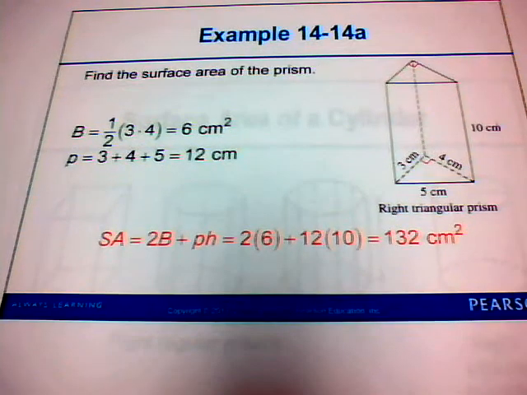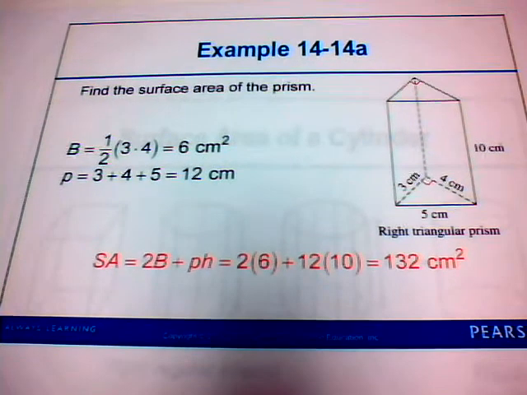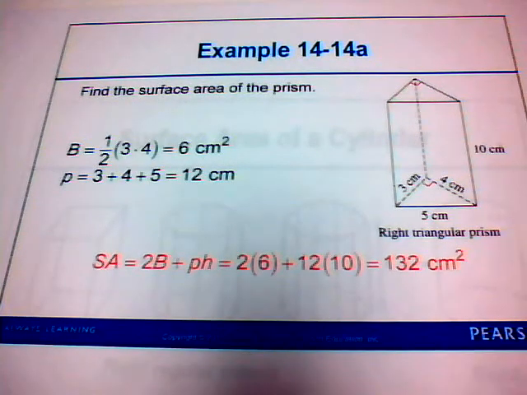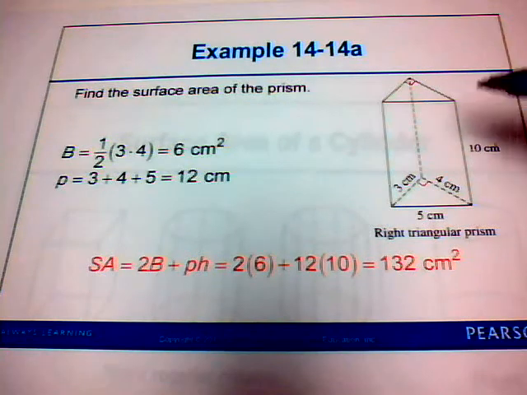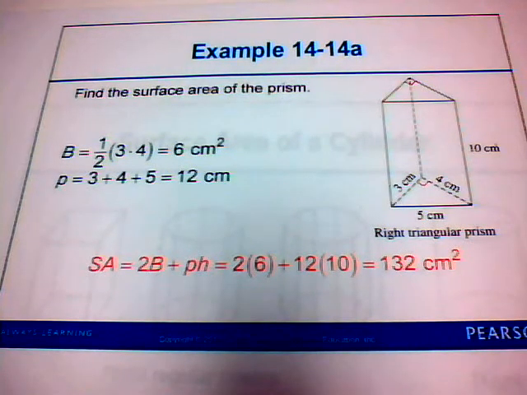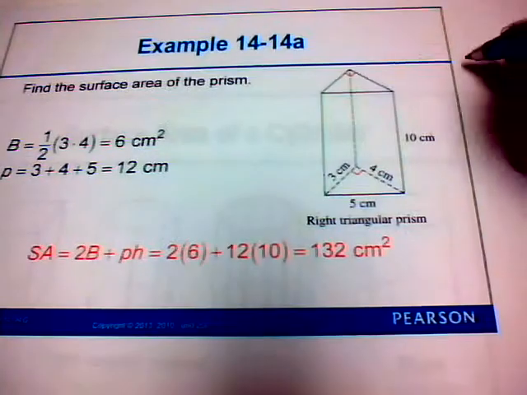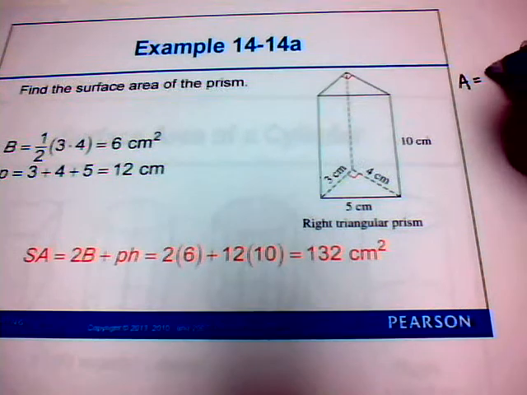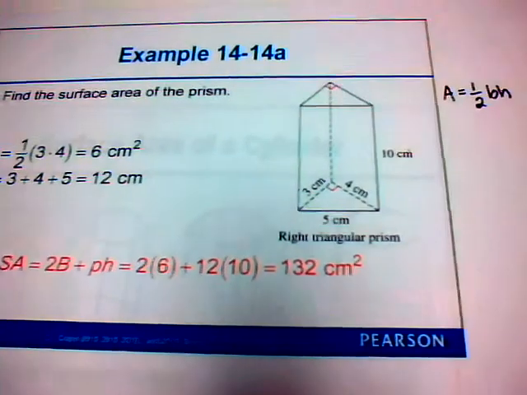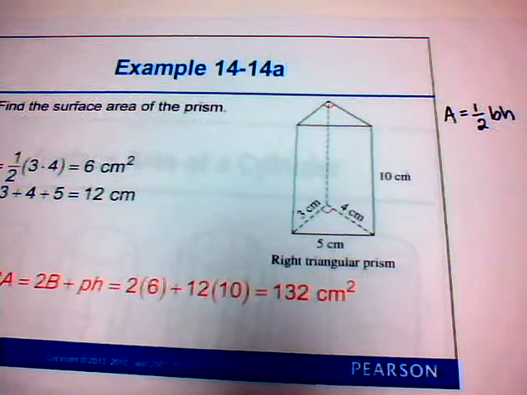Let's say we have this right triangular prism, and we want to find the surface area of that prism. Here we're given the dimensions in centimeters. Notice that the base is a triangle. So here we have to use the formula for finding the area of any triangle. The area of the triangle, of course, is 1/2 the base times the height. I'm going to write that off to the side, because that's the formula for finding the area of a triangle.